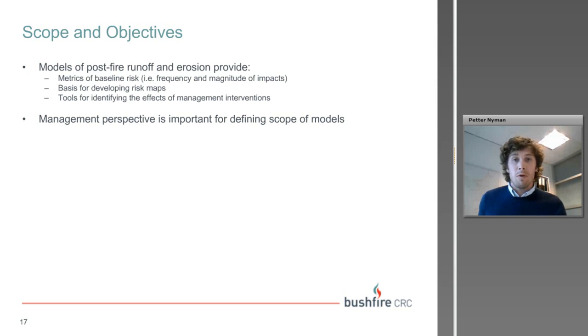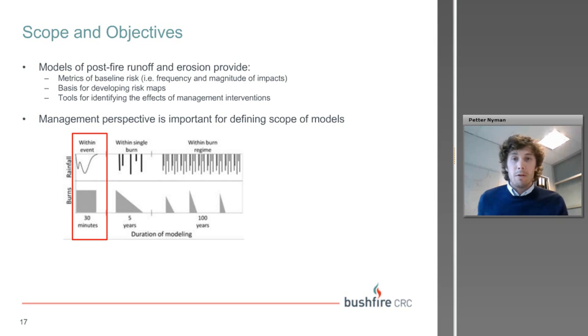So for instance, if you're wanting to mitigate the impact of a burn on a hill by putting out hay bales, you might be able to use models to see what the effect of those measures might be. And different management questions require different types of models. And temporal scale is really critical to understanding how models address different land management questions.